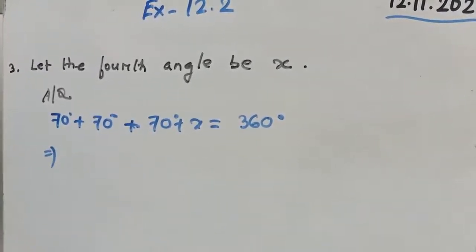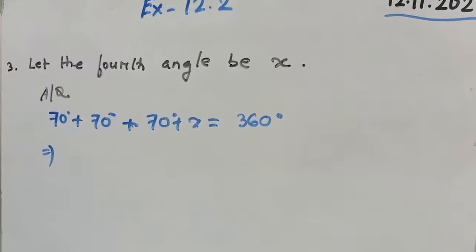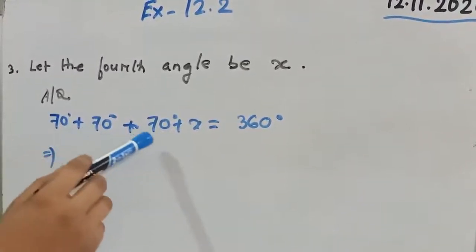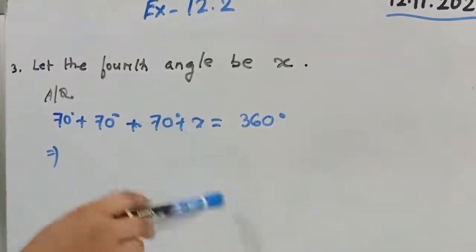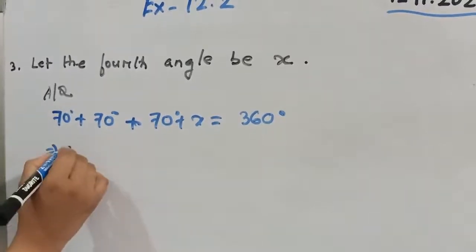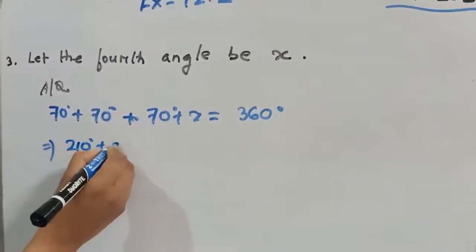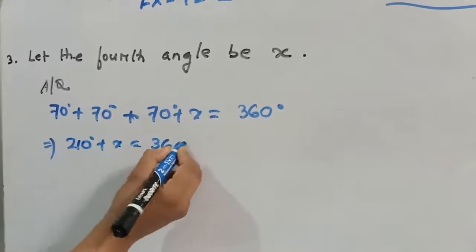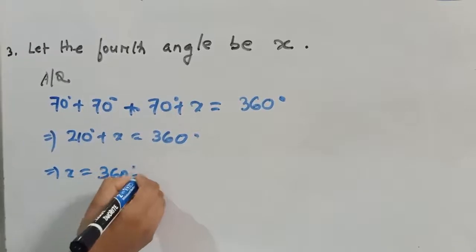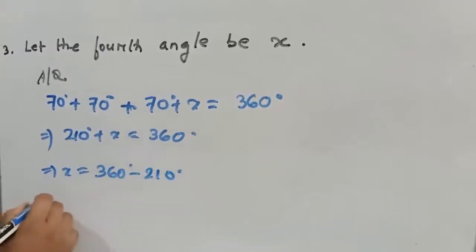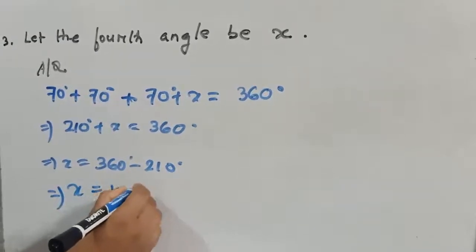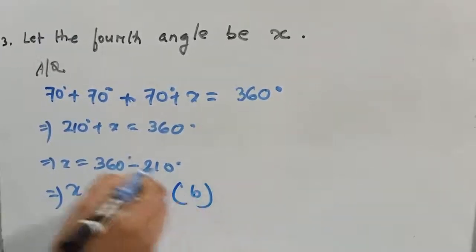Since it is written a quadrilateral has three acute angles, each measuring 70 degrees, so all the three angles are 70, 70, 70 plus the fourth angle x is equal to 360 degree. So 70 plus 70 plus 70 is your 210 degree plus x is equal to 360 degree. That is x is equal to 360 degree minus 210 degree. That is your x is equal to 150 degree. That is your option B.